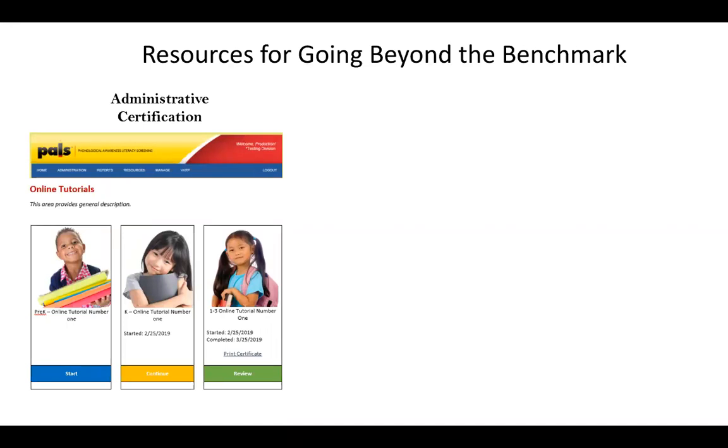So in the tutorials, you learn how to administer and score each PALS assessment. Obviously very important. And at the end of each tutorial, you'll have the opportunity to take a certification quiz. We even have the estimated time to complete each tutorial provided for you, and you can pause and come back another time or a different day, and it will resume where you left off. Professional development points are awarded for the completion of the tutorial and the quiz as well.